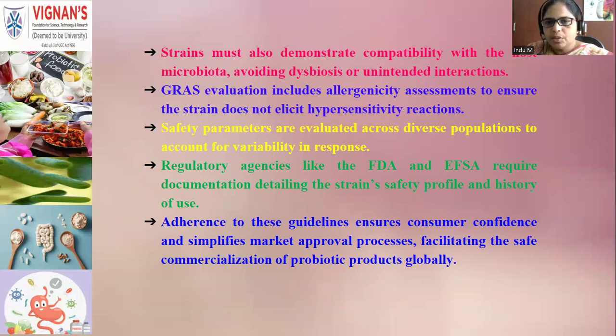And the strains must also demonstrate compatibility with the host microbiota, avoiding disorders like dysbiosis and unintended interactions. So this GRAS evaluation includes allergenicity assessment to ensure the strain does not exhibit any hypersensitivity reactions. And then safety parameters are evaluated across diverse populations to account for variability in response. That means different age group people, both male and female, are involved in the clinical trials to study the safety of the probiotic organism.